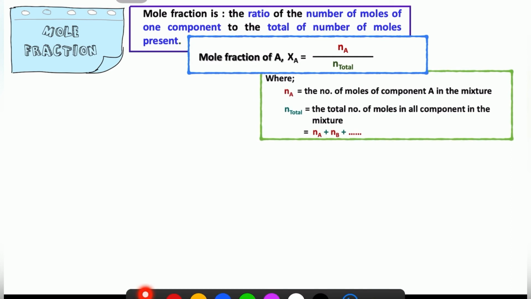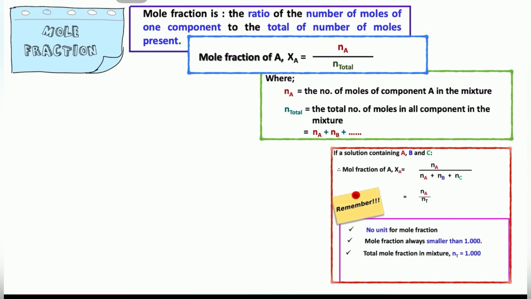The number of mole of A represents the component A, and total we refer to the mole of the mixture. For example here, let's say the solution contains A, B and C. So the mole fraction of A is the mole of A divided by the total mole, which is mole of A plus mole of B plus mole of C.